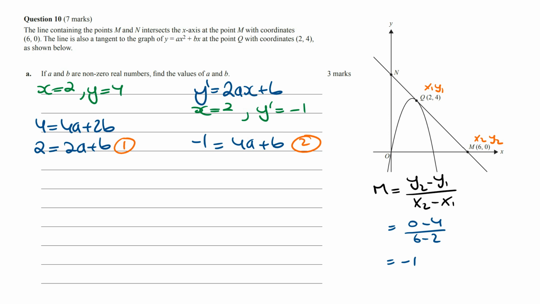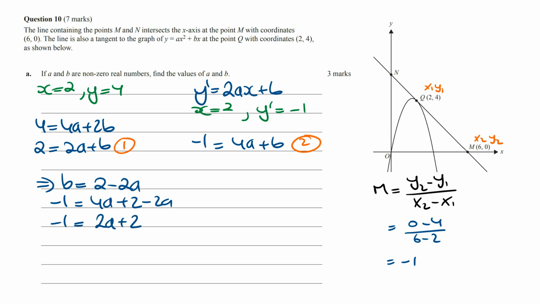From here, we can use the method of substitution to solve for a and b. And so looking at the first equation, rearranging this, we can make b the subject. And so b is going to equal 2 minus 2a. Subbing this into the second rule, we're going to get minus 1 is equal to 4a plus 2 minus 2a, which is simplified to minus 1 is equal to 2a plus 2.